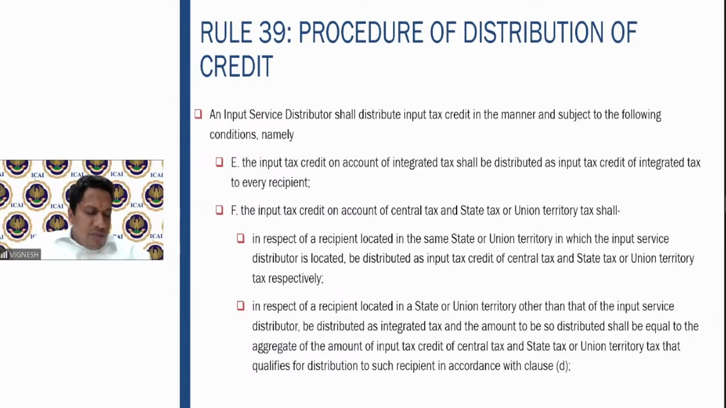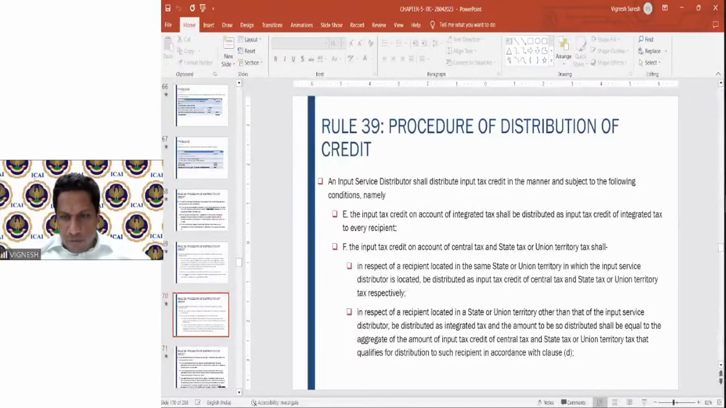So if the recipient is in a state or union territory outside the state of the input service distributor, he will distribute it as integrated tax, and the amount distributed shall be equal to the aggregate of the amount of ITC of central tax and state tax. Very, very simple. If he has CGST of 10,000 and SGST of 10,000, and the recipient is located in another state, this 10,000 plus 10,000, that is 20,000, he will distribute as IGST. I hope you got the point. This is how he will have to distribute it.